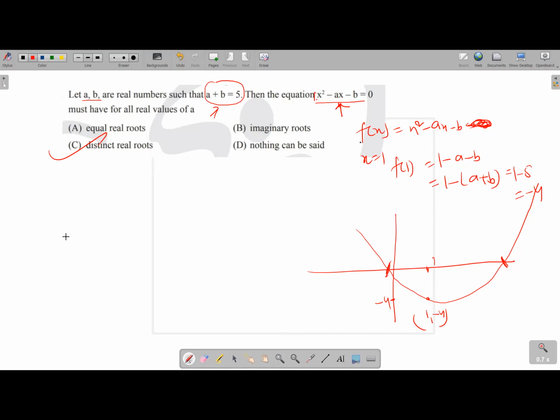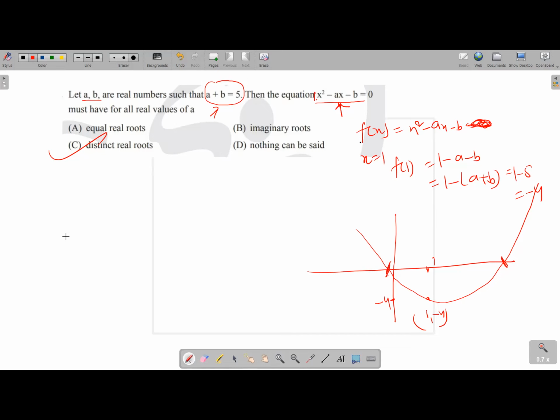Sir, could you please explain the graph part again? Yes, see, suppose how do you trace a graph? You need to have some points, right? Then only you can connect all the points and finally have the graph. So what I did, we have been given this condition, a plus b equal to 5.